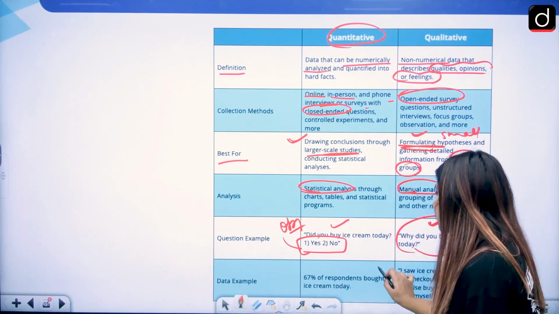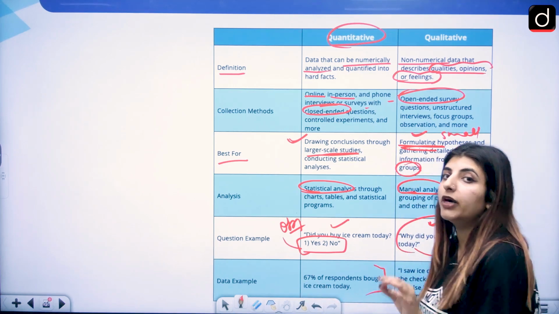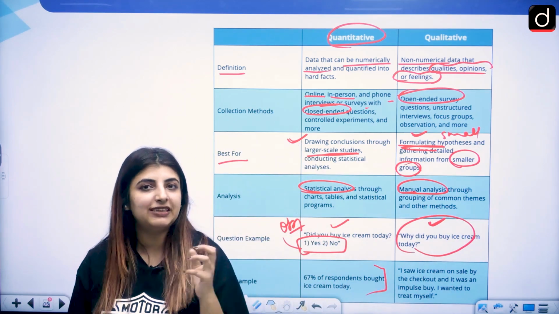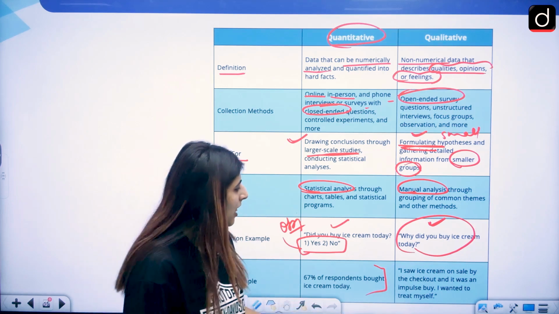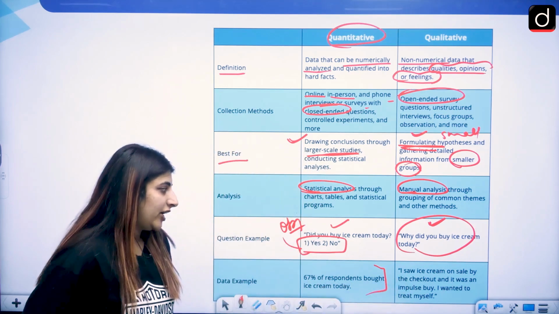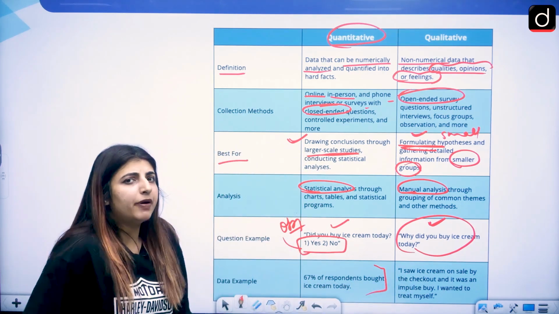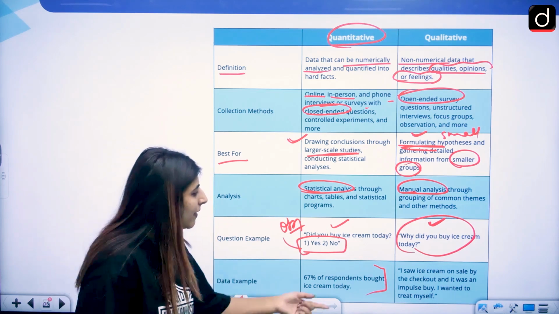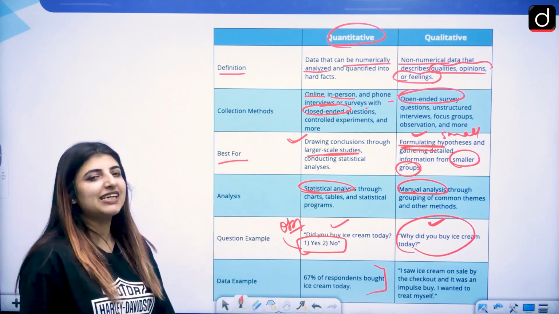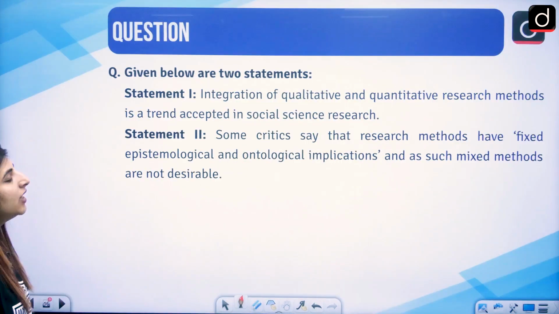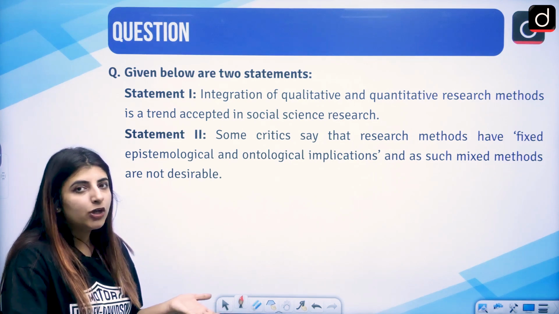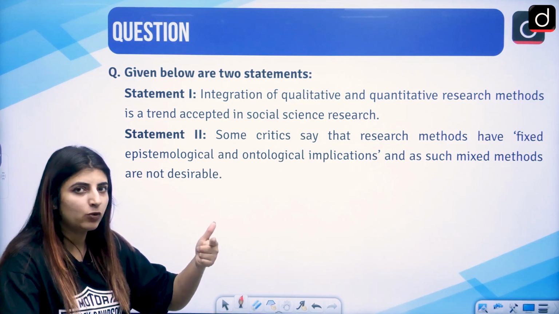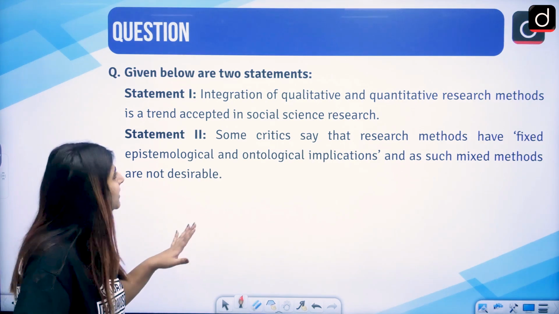Data example, 67% of respondents bought ice cream today. So you have gotten your sample, you will know that 67% of them bought ice creams. I saw ice cream on sale by checkout and it was an impulse buy. I did not want to buy it, but it was on sale, so I bought it. I wanted to treat myself, hence I got myself an ice cream. Now, certain questions as always for you all. Now, I hope you understand the differentiation between quantitative and qualitative. It is pretty clear for all of us.